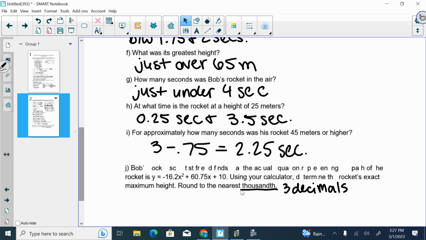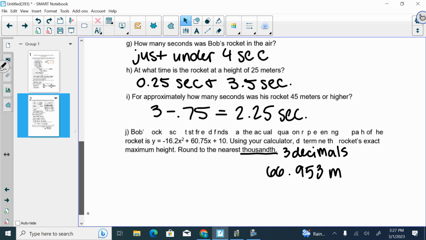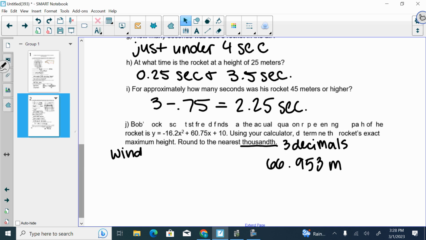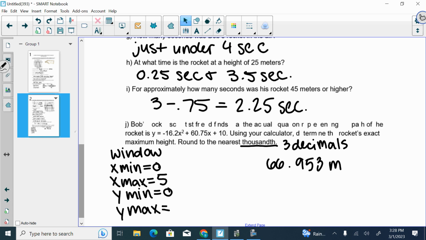Okay, so like you guys said, that ends up being 66.953 meters. And if you forget how we came up with how to be able to see that, I'll make a quick note for you here. We just went to the window. We changed our X minimum to be 0 and our X maximum to be 5. We changed the Y minimum to be 0 and the Y maximum we changed to 70 so that we could see a better picture. All right.